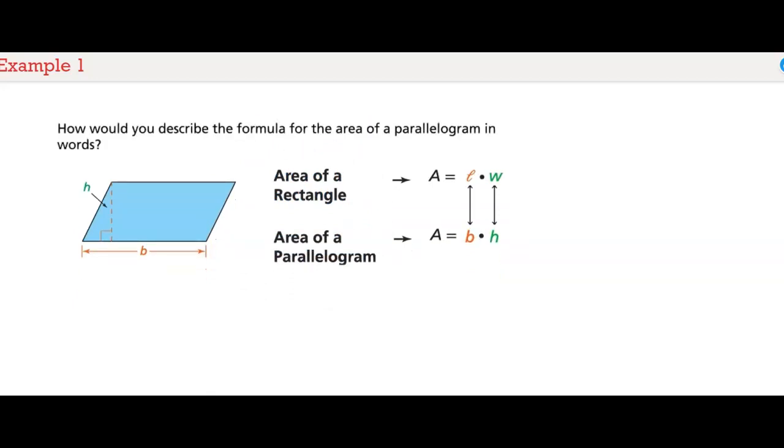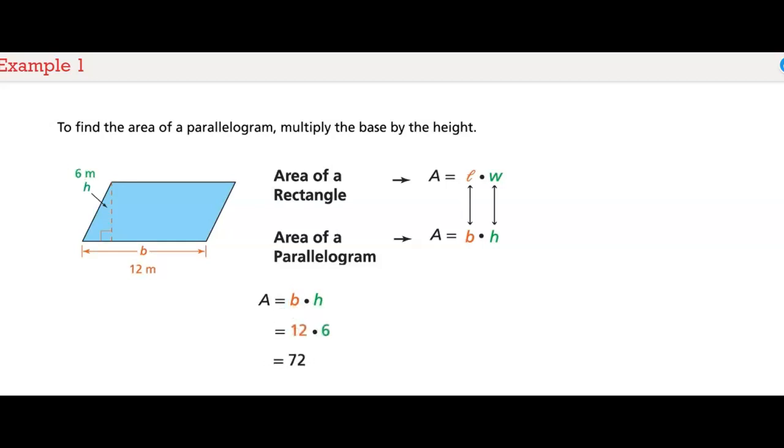How would you describe the formula for the area of a parallelogram in words? To find the area of a parallelogram, multiply the base by the height. The base is 12 meters and the height is 6 meters. The area of the parallelogram is 72 square meters. Now you know how you can find the area of a parallelogram.